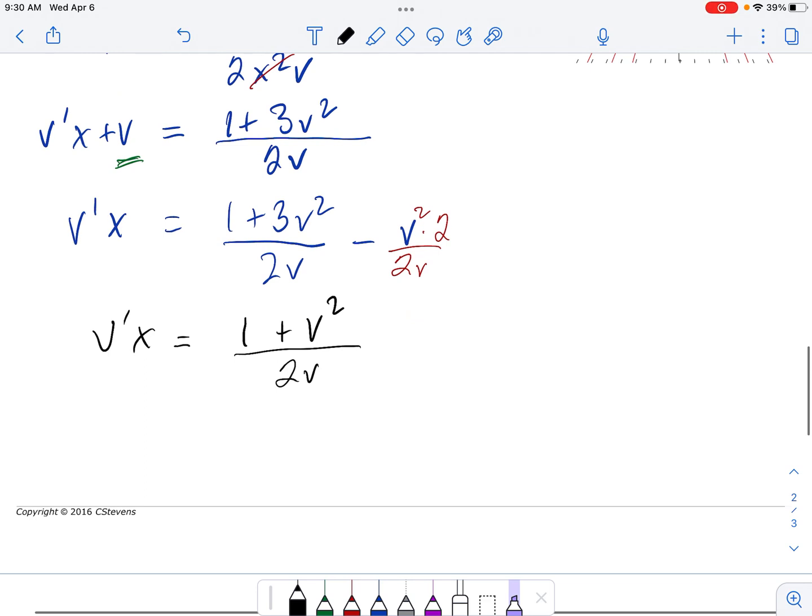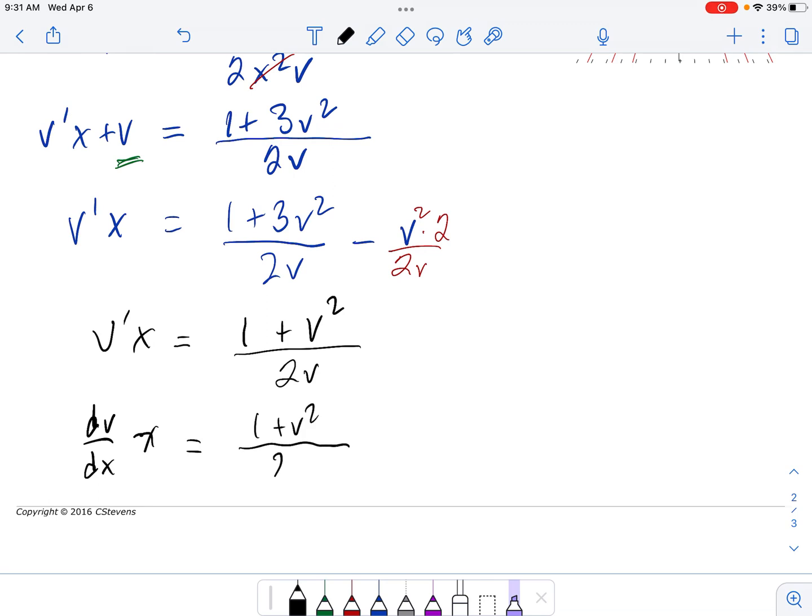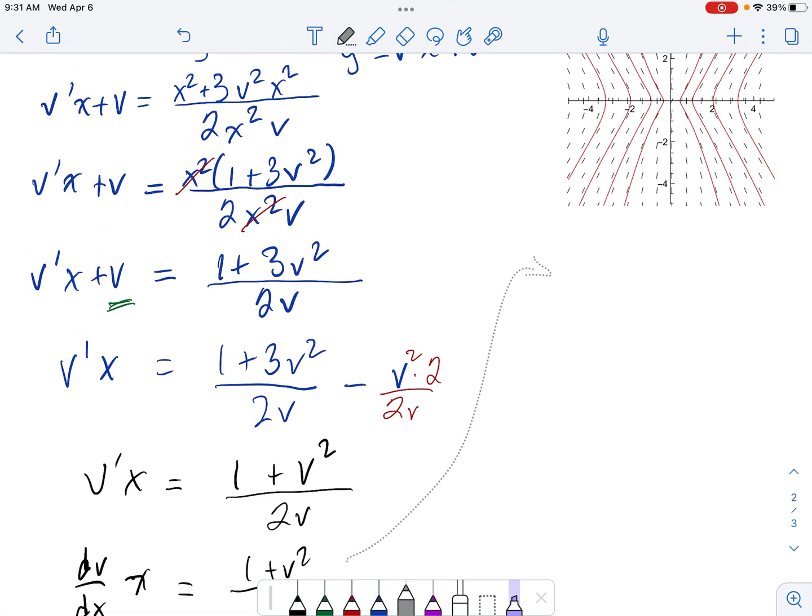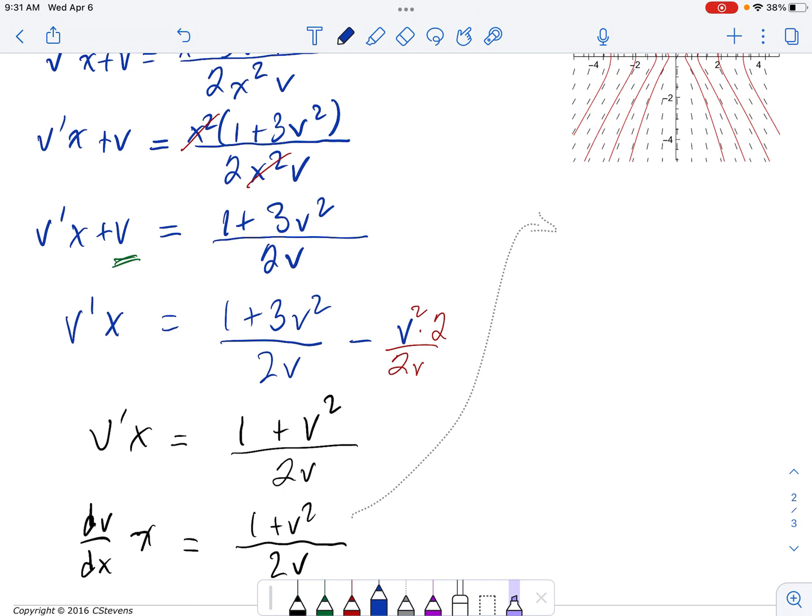From here, we can finally make this separable, in that if I write it as dv dx times x equals 1 plus v squared over 2v, I can cross-multiply: 2v up to the left, 1 plus v squared down to the right, and then I can do the same thing with my x's. I can get the x down and the dx up. So when I do that, on the left I'll have 2v over 1 plus v squared, and that'll have a dv. I'm going to divide by x, so on the right I'll have 1 over x, multiplied up by dx, and from here I can integrate these two expressions.